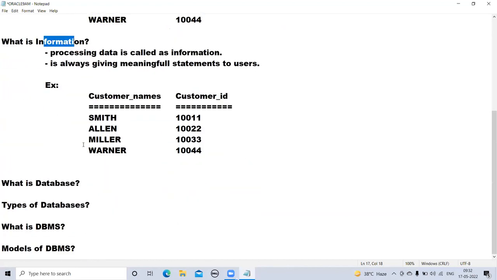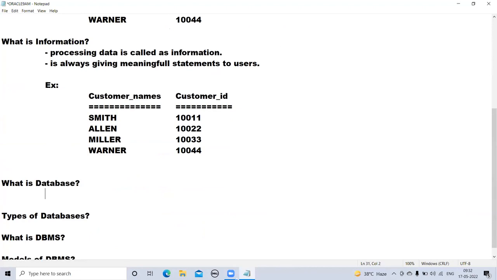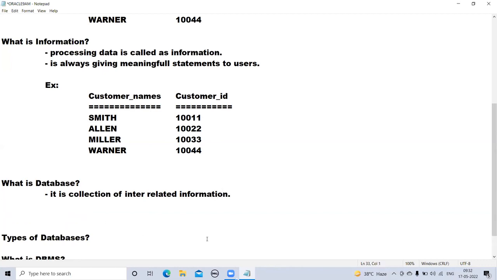When it comes to what is a database, I already said to you in the last session, a database is a collection of information. Which kind of information did we say? Interrelated information. So what is interrelated information? It means the dependency on each other.